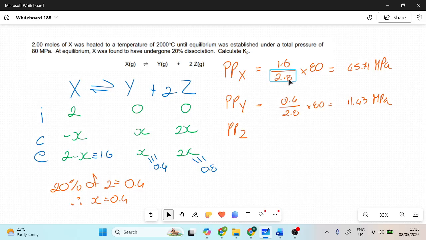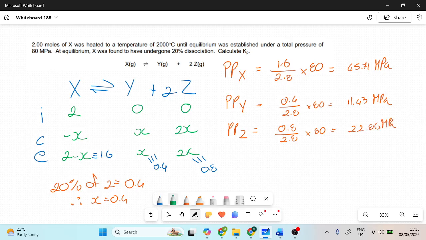And for Z, you're gonna have 0.8 over 2.8 times 80, which is equal to 22.86 megapascals. Once you do this, I think the hard bit is done.